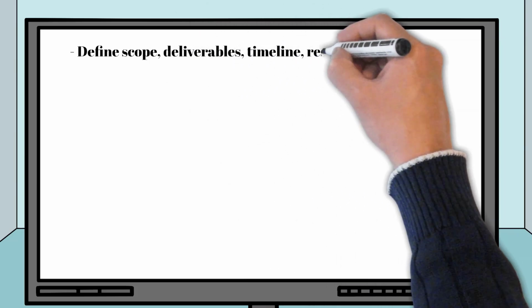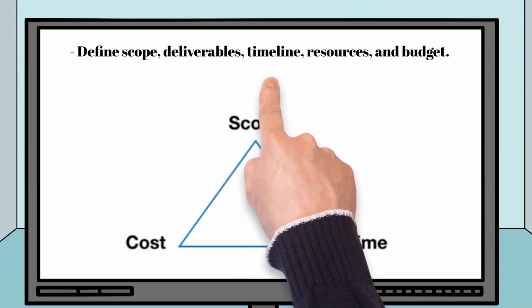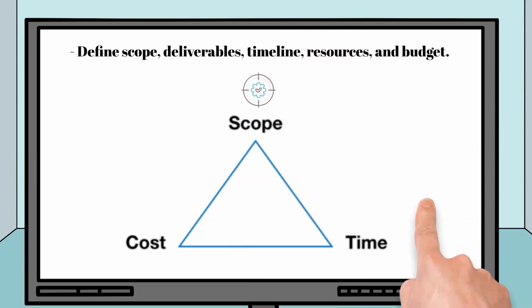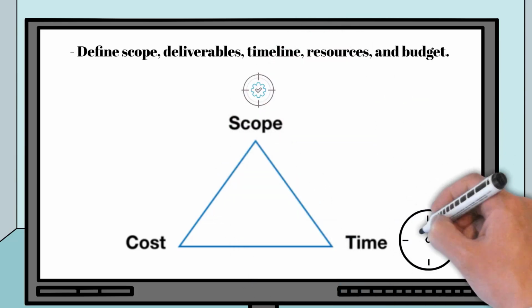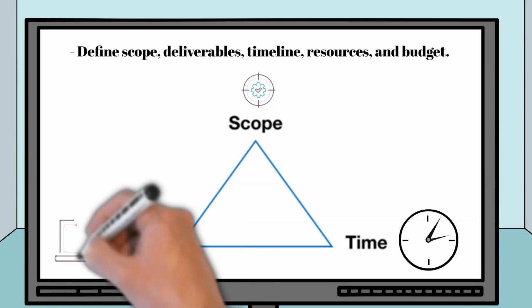That wraps up our series on project planning for beginners. By following these steps, defining your scope, breaking down deliverables, planning your timeline and resources, and estimating costs, you'll set yourself up for project success.